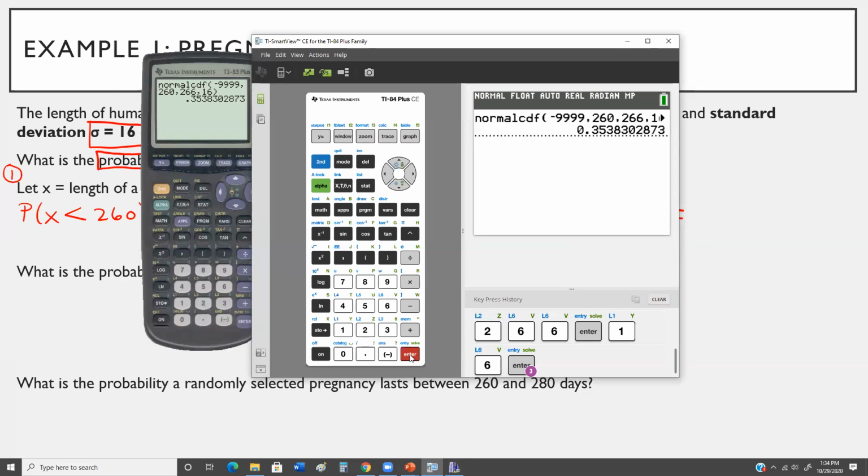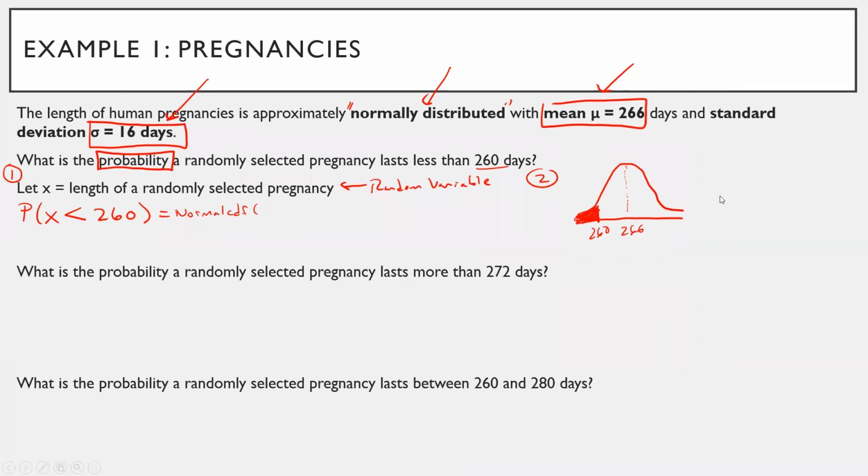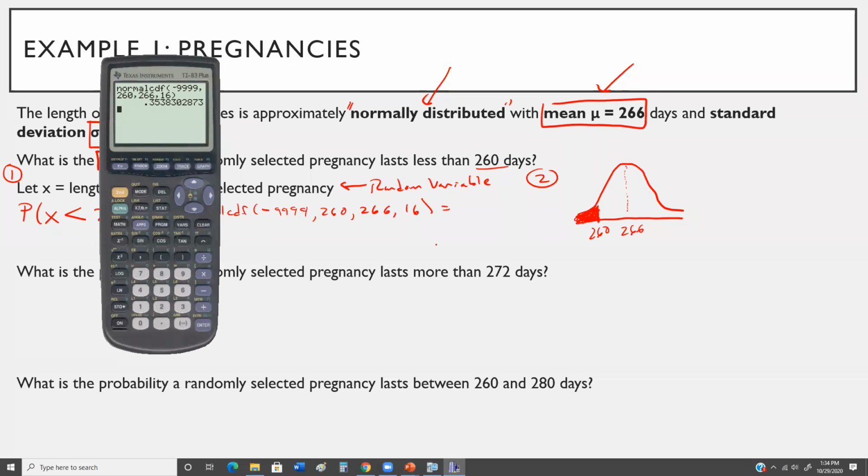How many people got this? The most common way you got an error was you put a subtraction sign here instead of using the negative sign. If you're getting an error, check that. But this right here is the answer. It's 0.3538, so I'm going to put that in. So here's what we did: normal CDF, negative 9999 up to 260. Then I put in the mean 266, the standard deviation, and it was 0.3538.